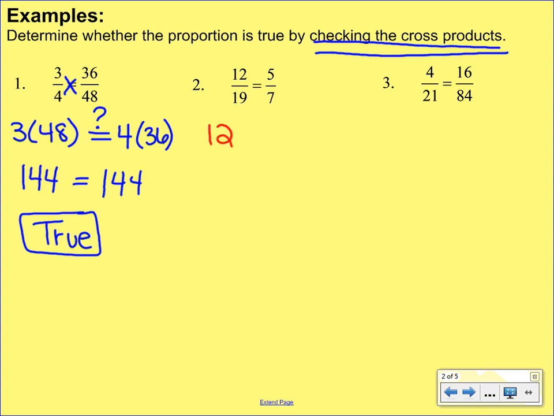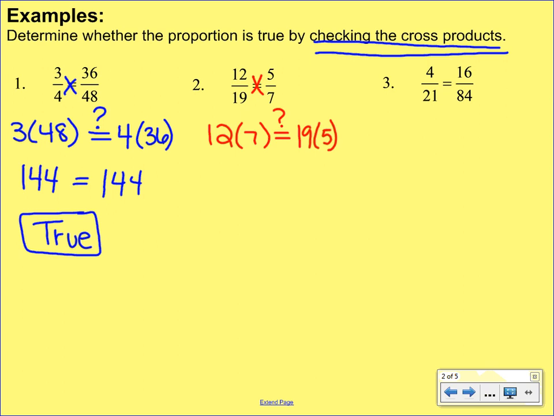Equals with the question mark, because again, we're not sure that they're equal. That's what we're testing. And then our other cross product is 19 times 5. And it really doesn't matter the order. You could do 19 times 5 equals 12 times 7. You could do 7 times 12 equals 5 times 19. You just have to make sure that you're getting those cross products in there.